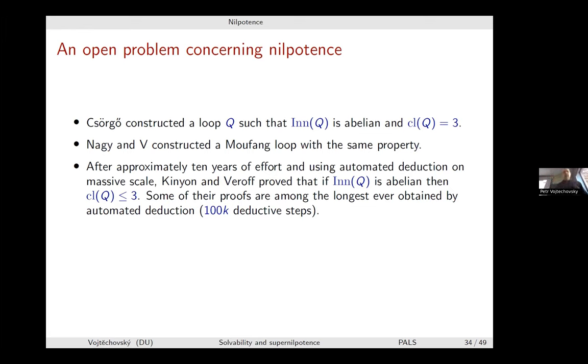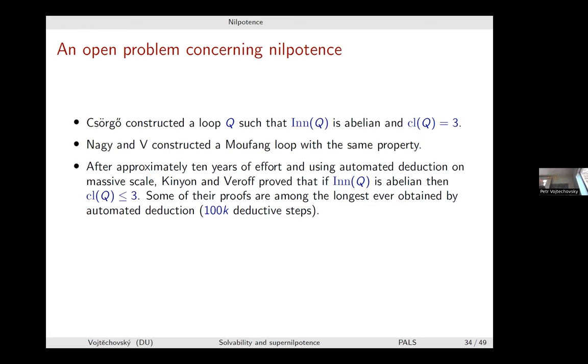It's really hard to describe what kind of effort this was. The computers were running for 10 years with lots and lots of various approaches. Some of the proofs produced are among the longest obtained by automated deduction, and we know that because we go to the automated deduction conferences and talk to the experts. They can have up to 100,000 deductive steps. So it's not like the proof finishes in 20 steps. It's 100,000 steps before you get to the result.